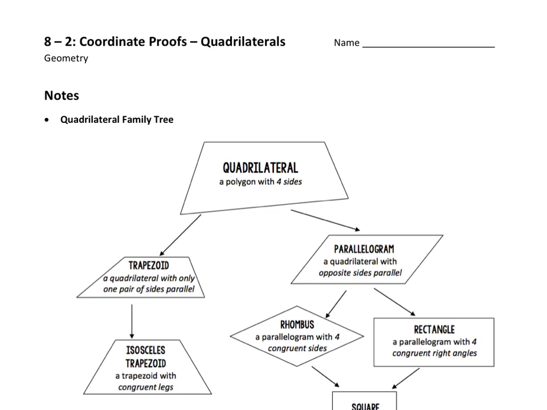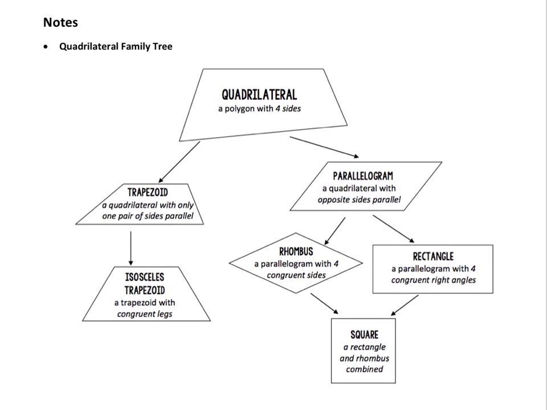Hi guys, today we're going to talk about coordinate proofs, specifically with quadrilaterals. The last video, 8-1, was coordinate proofs with triangles, and today we're moving into four-sided shapes. So first we're going to take a look at this quadrilateral family tree.